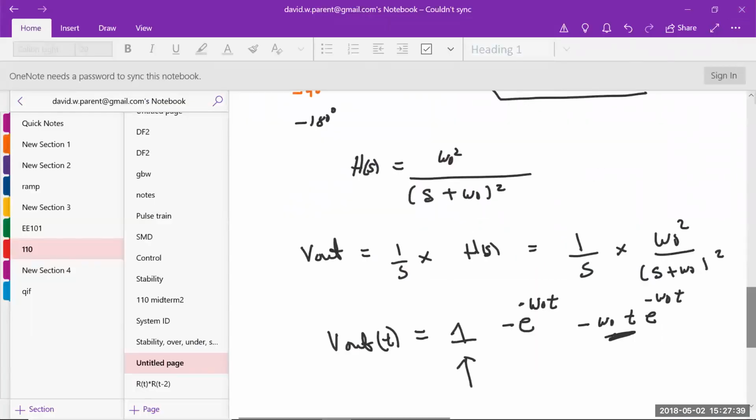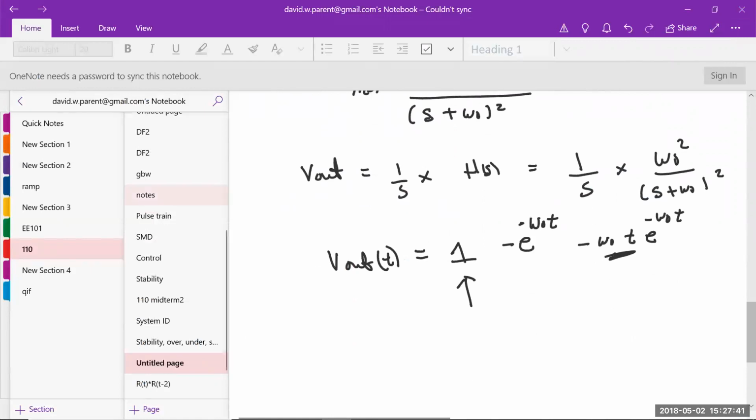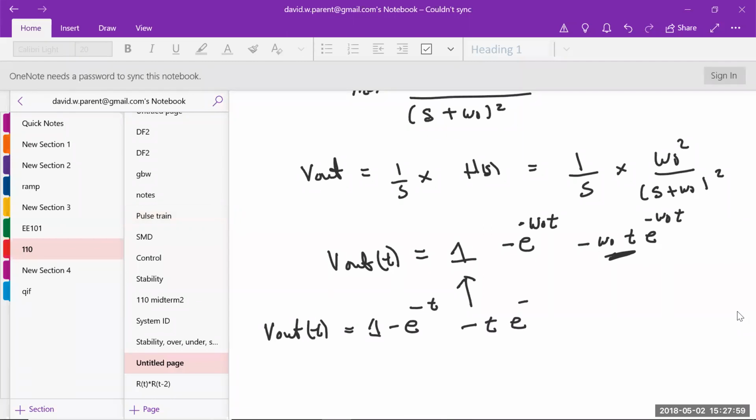So in this case, all right, V out of t equals 1 minus e to the minus t. Omega naught was 1. So we get t e to the minus t.